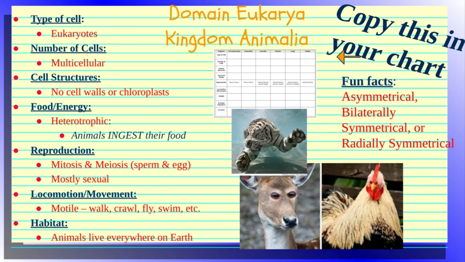Now, animals are motile, which means that they can either walk, crawl, fly, or swim. It depends on the different types of animals. It depends on which part of their life cycle they're in. It depends on when they can actually move around or not. And then the habitat. Animals live everywhere on Earth. You can find them anywhere. Bugs are animals, fish are animals, people are animals. So pretty much anywhere you can find an animal.